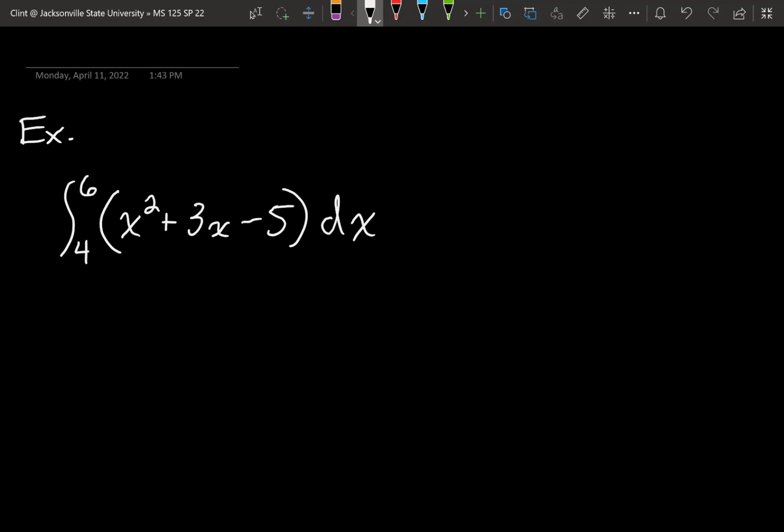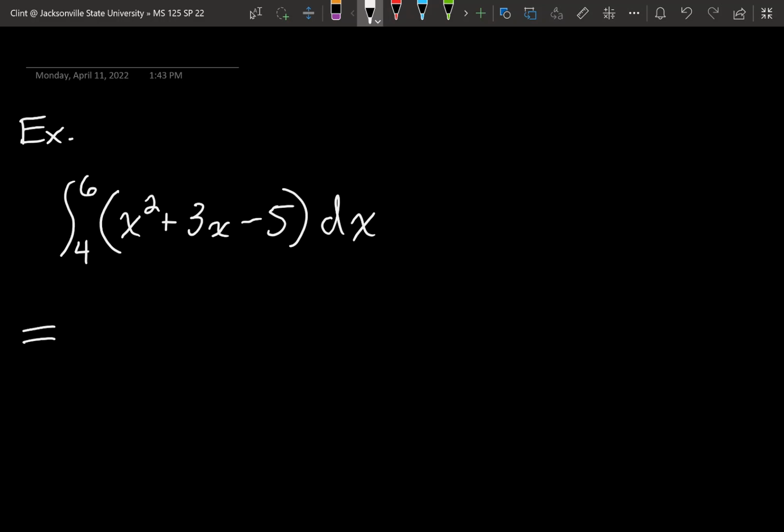So we need an antiderivative. We can just take it piece by piece, right? We've got that property that says if we have a sum or a difference, we can split it into 3 separate integrals. We won't write it down, we'll just think about it that way. But we could write the integral from 4 to 6 of x squared dx plus the integral from 4 to 6 of 3x dx minus the integral from 4 to 6 of 5 dx.